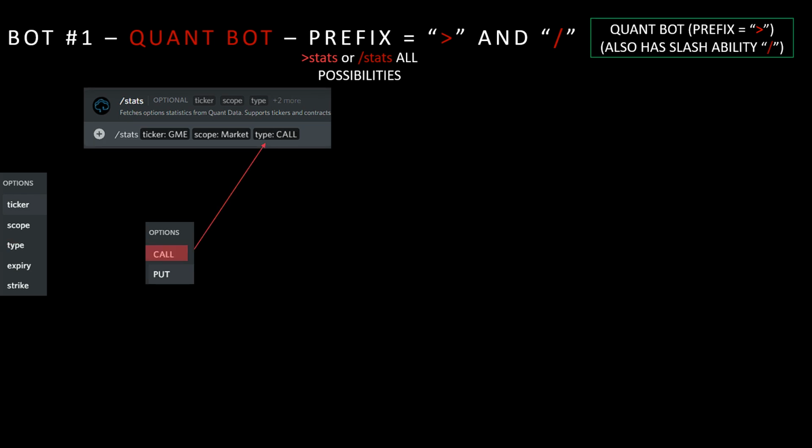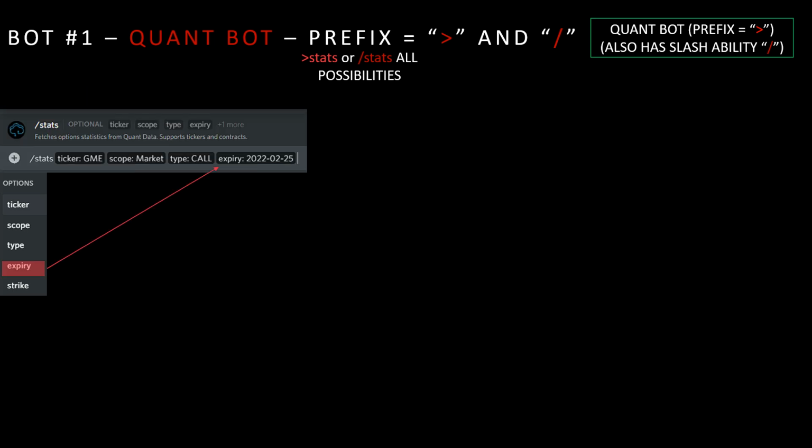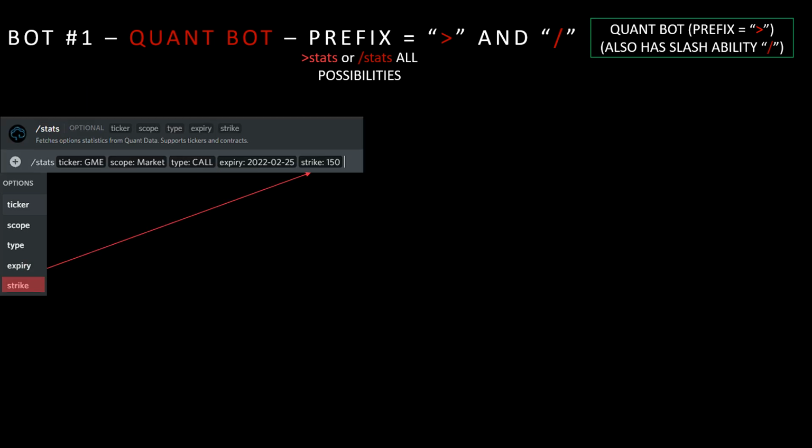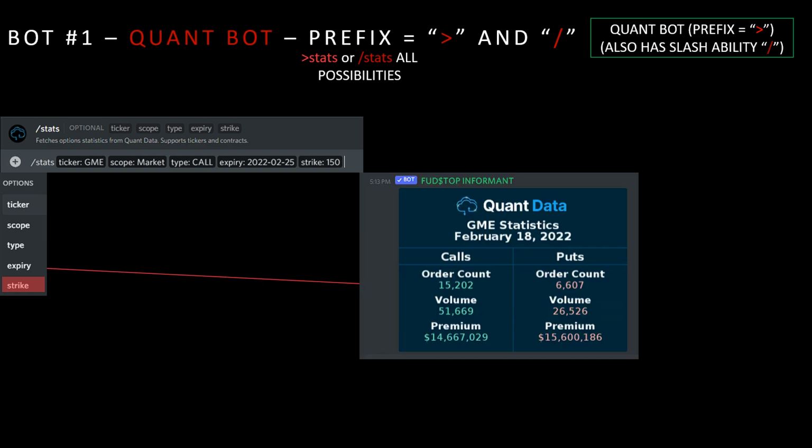Next, I went with the expiry, which is going to be, I put the 25th of February, and then I put the strike. And then if you do all this correctly, it will pull up the expiration you put. However, since I put the scope in there, it actually registered an error, so it only showed the data for GME for the 18th of February. But you get the idea. You can mess around with it. Lots of different stuff you can do.